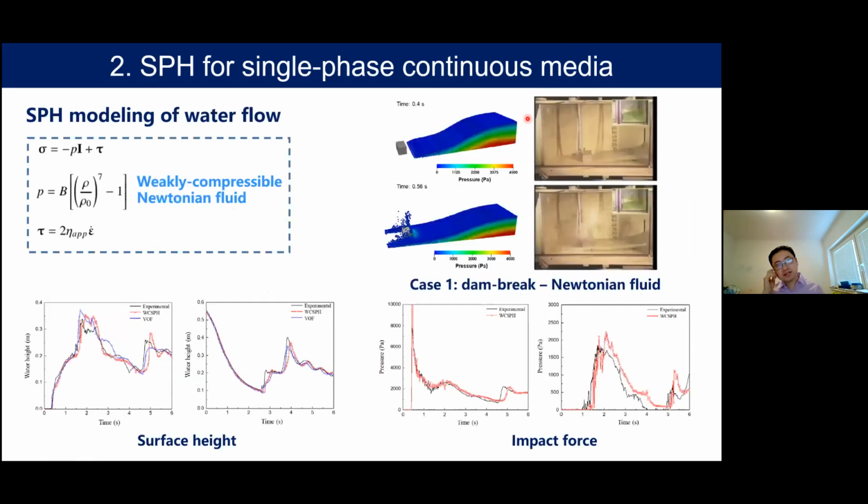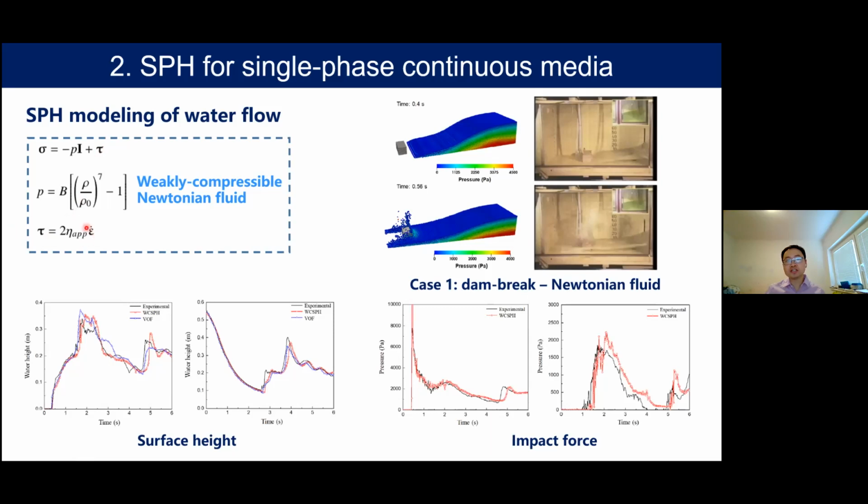And in the subsequent part, we will introduce the applications of single phase SPH. The first, of course, is the modeling of water flow, which is quite common in computational fluid dynamics. And we need to first consider the material behavior of water, how you model the material. In SPH, you usually model it as a weakly compressible Newtonian fluid, which means that the stress field can be decomposed into a pressure term and a shear force term.